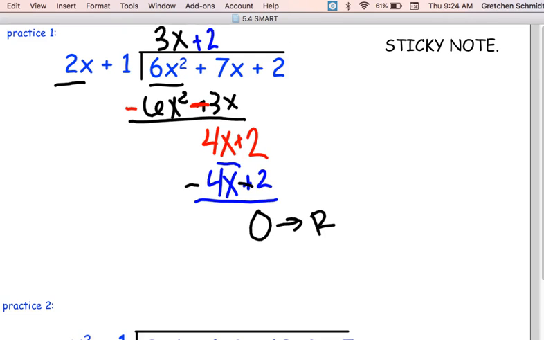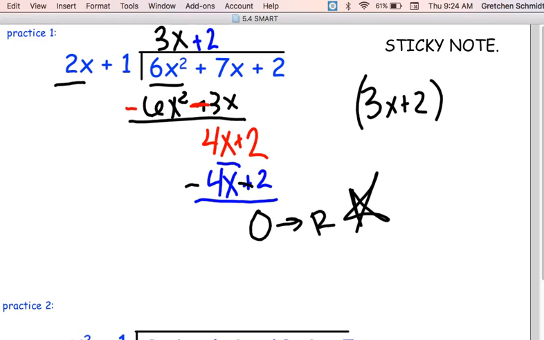Since you get a remainder of 0, is 2x plus 1 a factor of that polynomial? Yes. On your homework, and pretty much always, if you find a factor, I'm going to always star it, because that's what we're looking for. In the end, you're going to be given something and it's going to say, find the factor. If you find a factor, that's a good day. So, yes, it is a factor. The answer of this is still 3x plus 2.